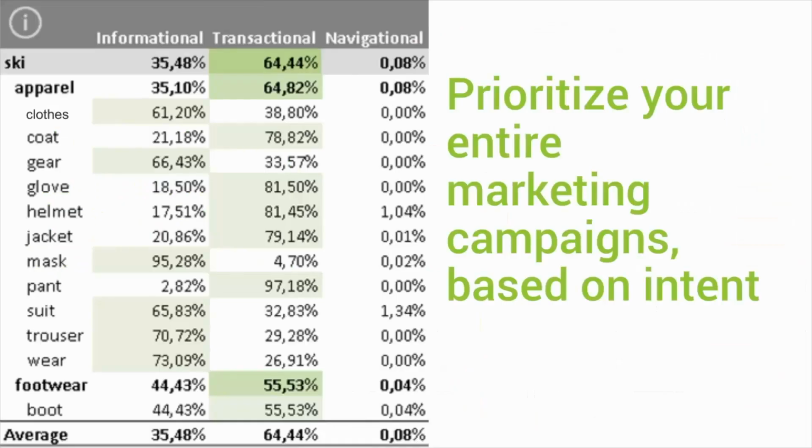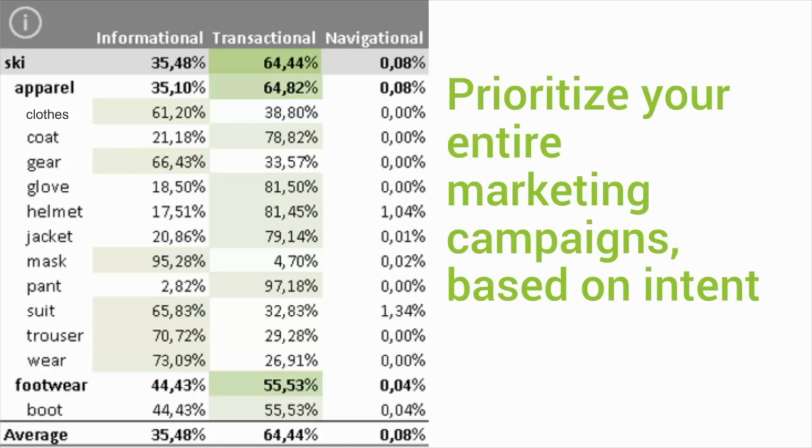But what you also should do, and this is very nice to see in this report, is that you can prioritize your entire marketing campaigns based on intent. Let's assume it's December. You have your homepage campaigns, but you're also sending out newsletters. You also have a social media campaign, stuff like that.